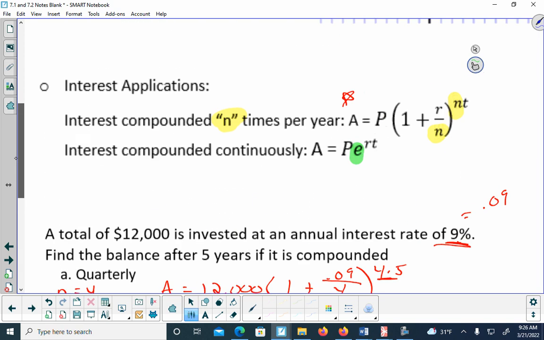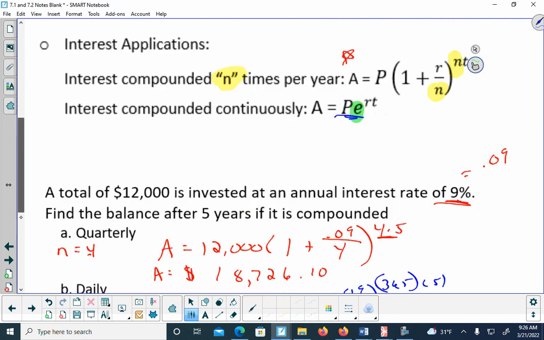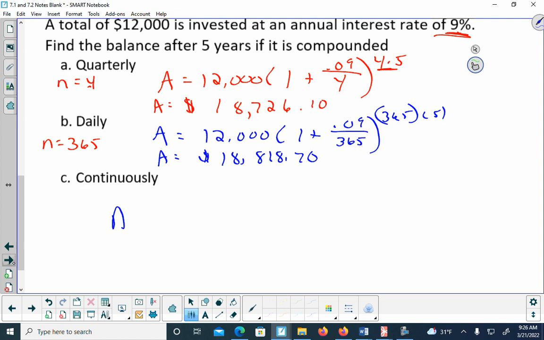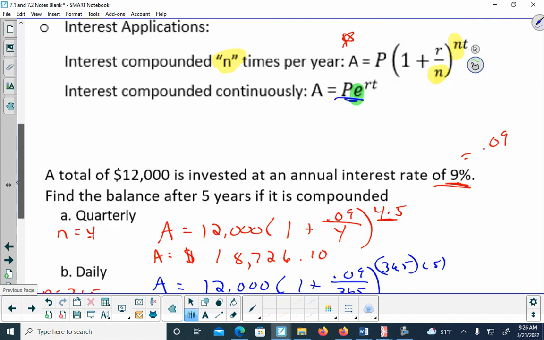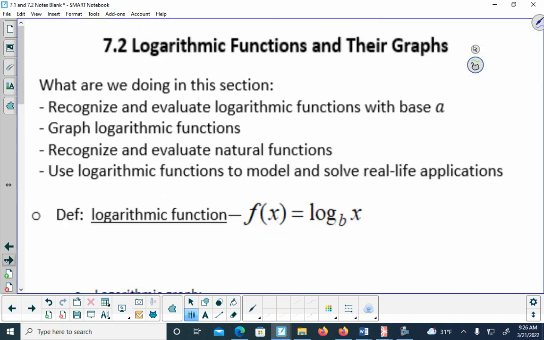And the last one is continuously. When I think of continuously, this is where I use small parts. So the amount is going to be my principal, $12,000, times e raised to the 0.09 times 5 years. When I do that on my calculator, I should have the highest amount yet, at $18,819.70. So that covers everything that you need to know from 7.1. And now let's talk about 7.2.